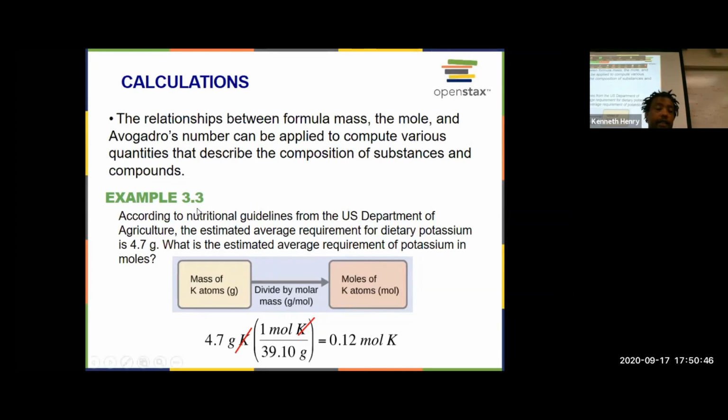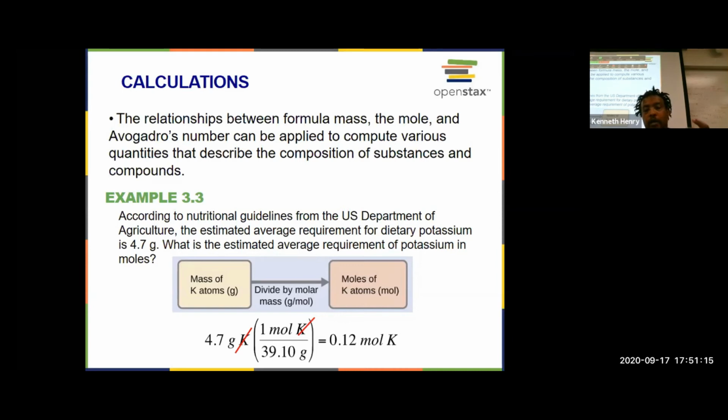Here's an example. According to the nutritional guidelines from the United States Department of Agriculture, the estimated average requirement for dietary potassium is 4.7 grams. What is the estimated average requirement of potassium in moles?